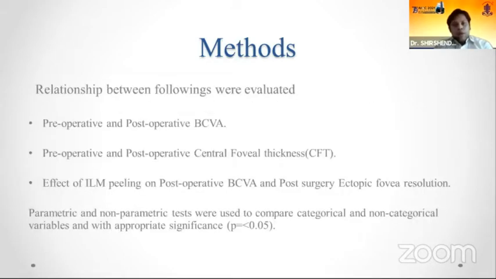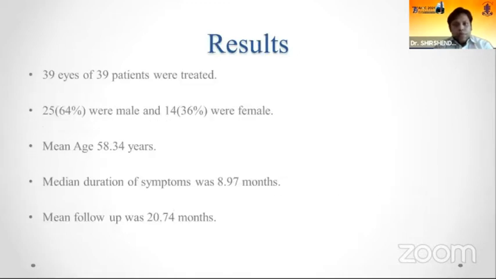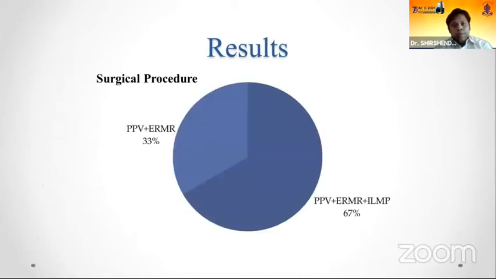We evaluated the following: pre- and post-op BCVA, pre- and post-op central foveal thickness, and the effect of ILM peeling on post-op BCVA and post-surgery ectopic fovea resolution. Parametric and non-parametric tests were used to compare categorical and non-categorical variables with appropriate significance. Coming to the results, a total of 39 patients were included, of whom 64% were male and 36% female. Mean age was 58.34 years, median duration of symptoms 8.97 months, and mean follow-up 20.74 months. 33% of the patients underwent PPV with ERM removal, and the remaining 67% underwent PPV with ERM removal and ILM peeling.